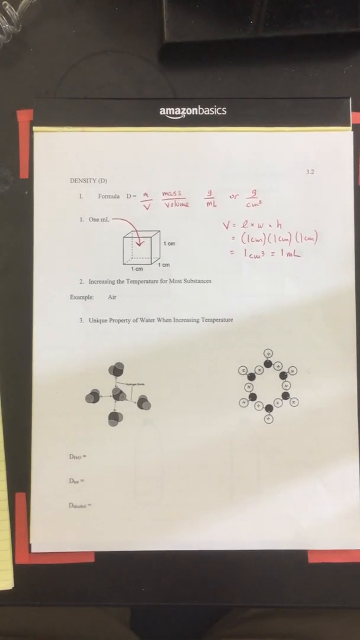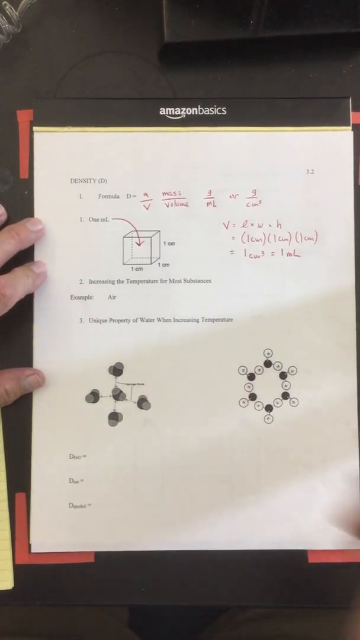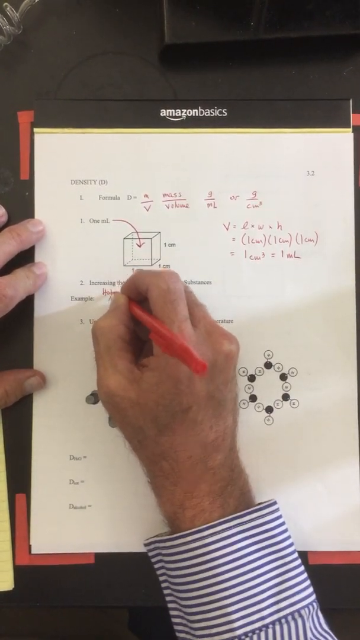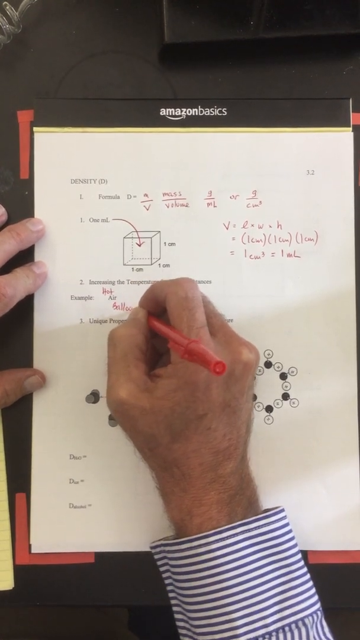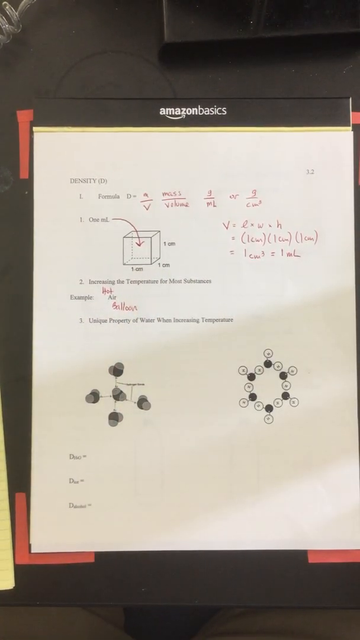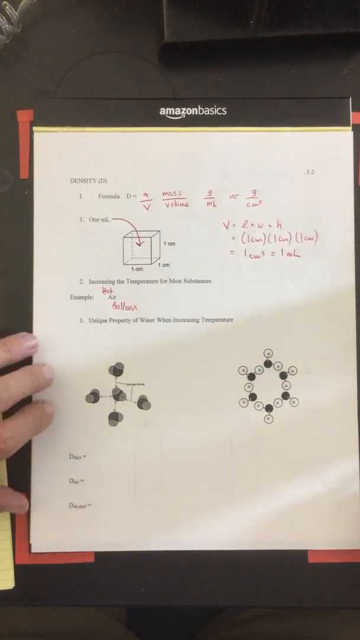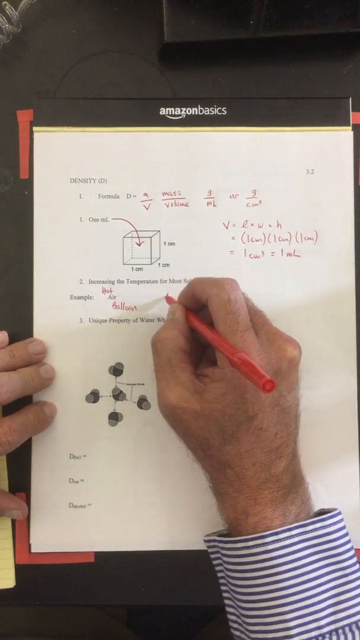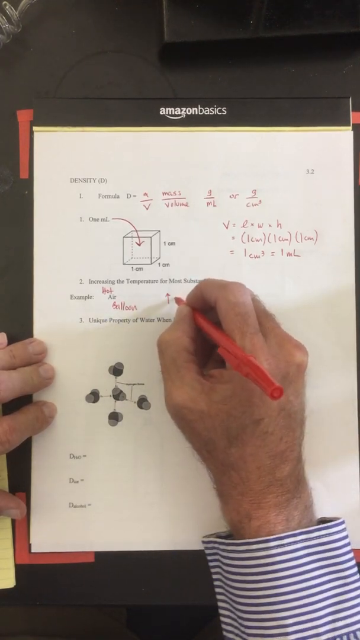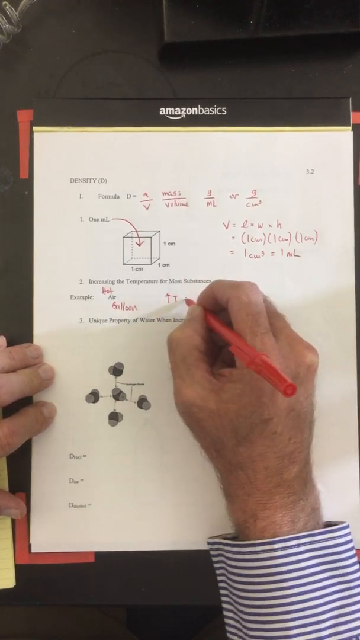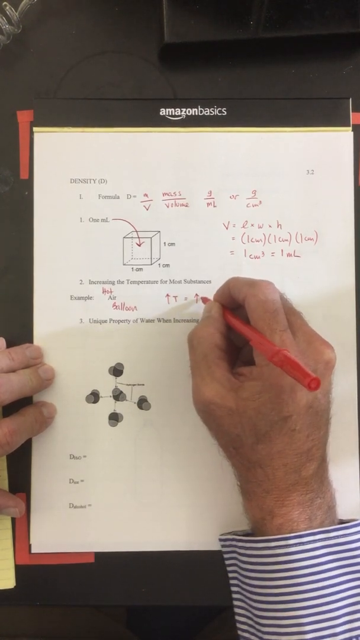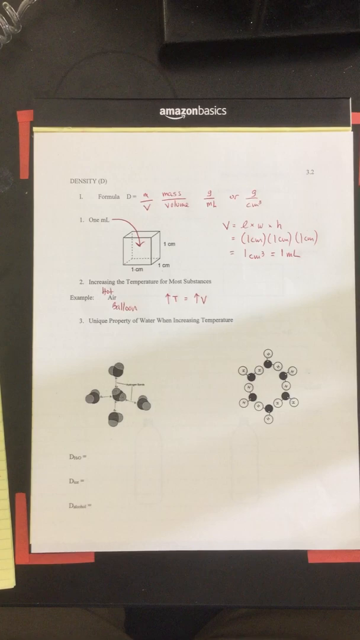So let's take a look and see what happens when you increase the temperature for most substances. For example, air. You have a hot air balloon. Okay, hot air. So that's our example. We have a hot air balloon. What happens to the volume of your hot air balloon? So when we increase the temperature, what happens to my volume? So I increase the temperature. This is then going to increase the volume of the hot air balloon. The balloon begins to expand.